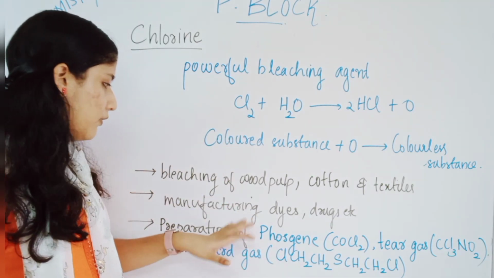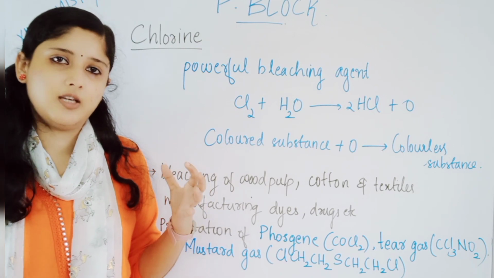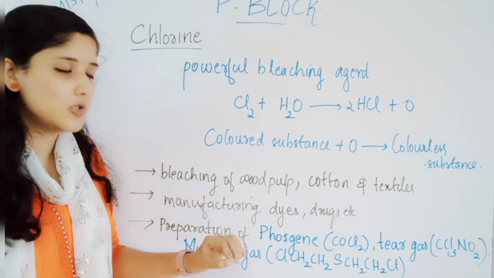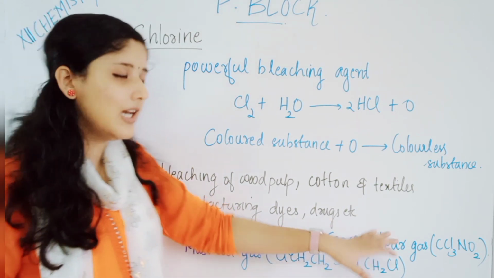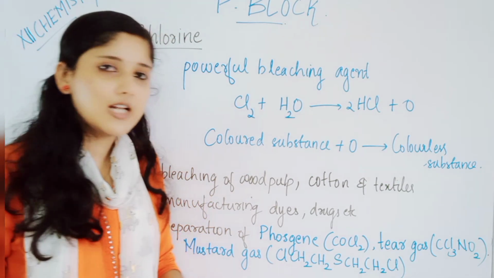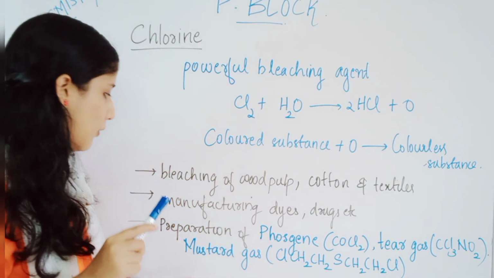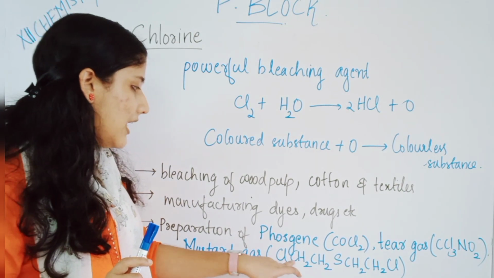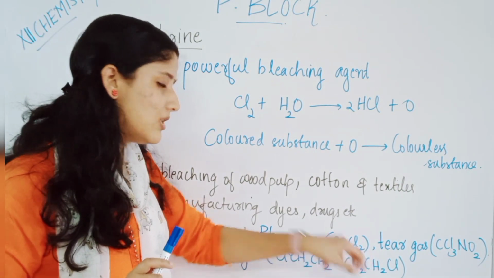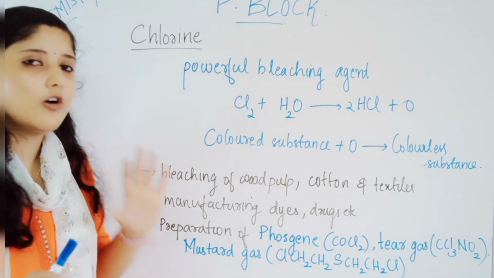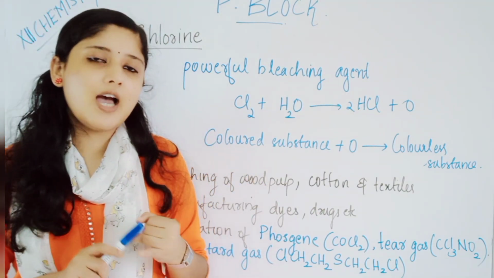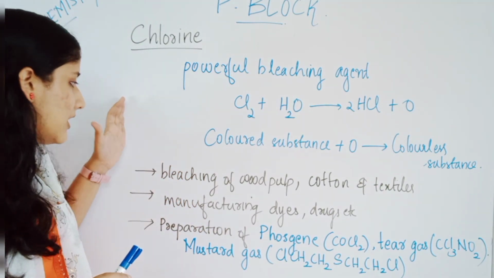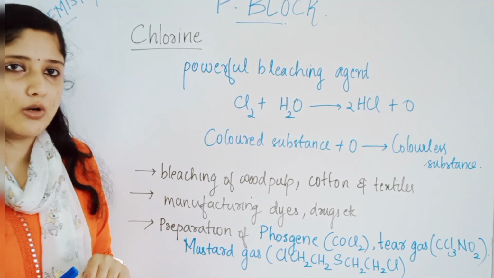One important property is used for the preparation of poisonous gas. If we want to prepare poisonous gas like phosgene, COCl2, they are poisonous. Similarly, tear gas, CCl3NO2. You should study the formula and also the name of each poisonous gas. Mustard gas is ClCH2CH2SCH2CH2Cl. For the preparation of these three gases, tear gas, mustard gas and phosgene, chlorine is used. And these are the important uses of chlorine.